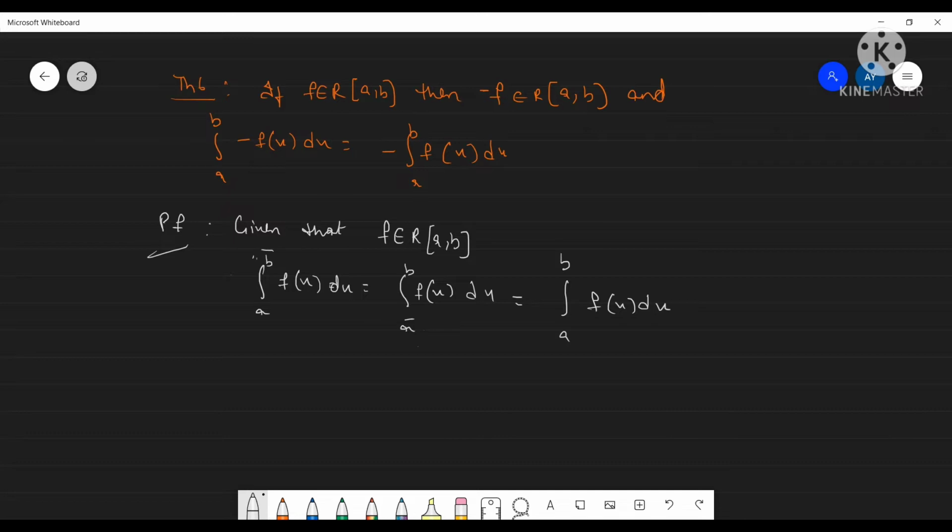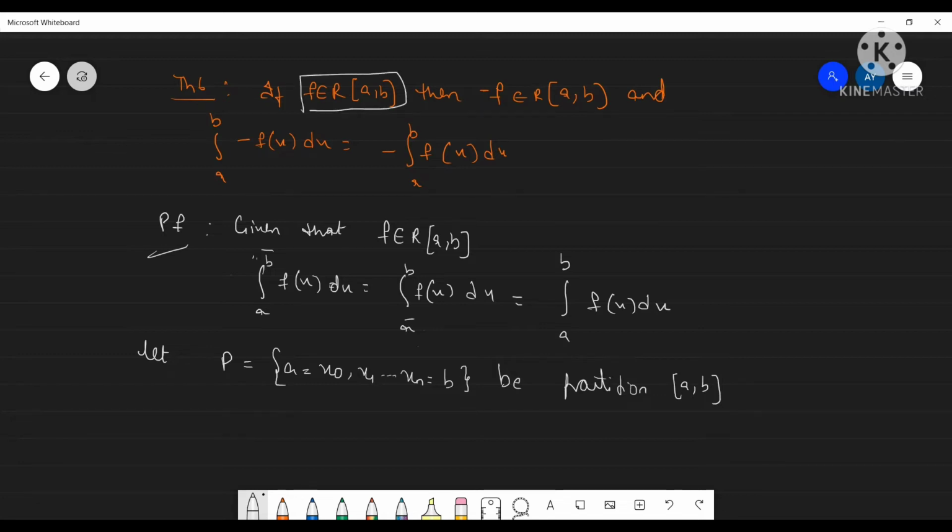Now we will define the partition on this interval. Let P be a partition, how will we define it? a = x0, x1, and so on up to xn = b. Let this be a partition on the closed interval [a, b]. Now what is given? They gave f belongs to R over [a, b], then minus f belongs to R over [a, b]. So we have to write that.